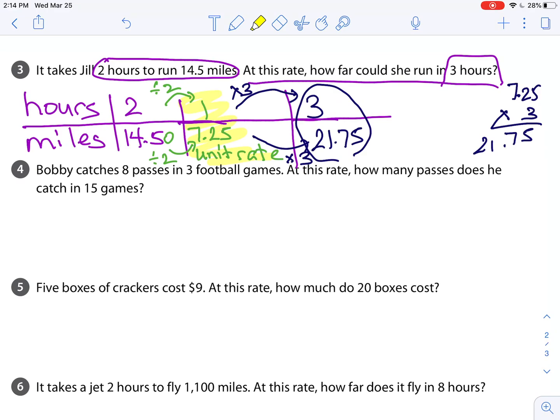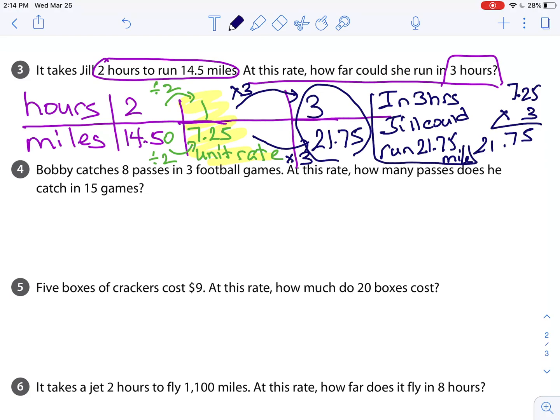So this was a little bit more difficult because I want you to get to that unit rate. It's really, really important. And then, of course, we answer our question. At this rate, how far could she run in 3 hours? In 3 hours, Jill could run, if she didn't get tired apparently, 21 and 75 hundredths miles. Kind of squishy there, but there's our answer.